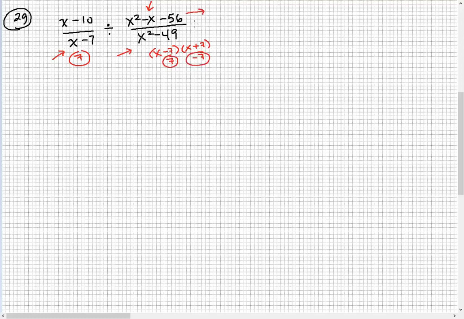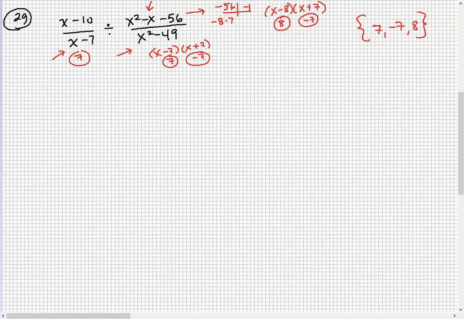And from here, we need two numbers that multiply to negative 56 and add up to the middle term, which is negative 1. That's negative 8 times 7, because when you add them, you get a negative 1. And since it's case 1, this is x minus 8, x plus 7. So this one gives you an 8, and this one gives you a negative 7. Let's collect the excluded values. I have a positive 7, a negative 7, and an 8.